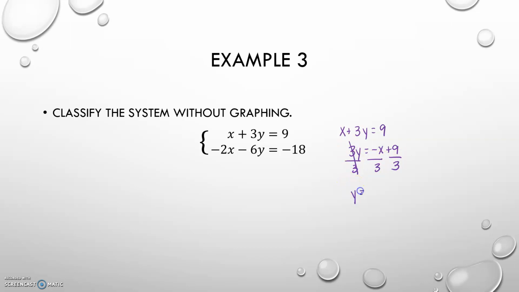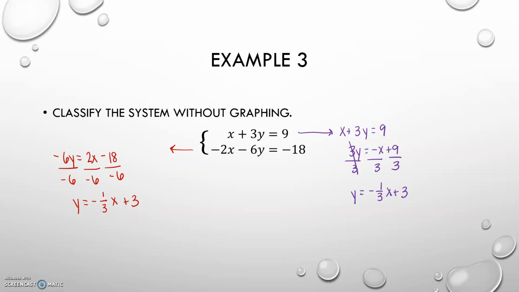And we've got y equals negative 1/3 x plus 3. So that's for the first one. For the second one, I'm going to get negative 6y equals 2x minus 18. Divide by negative 6 on everything. I get y equals negative 1/3 x plus 3.